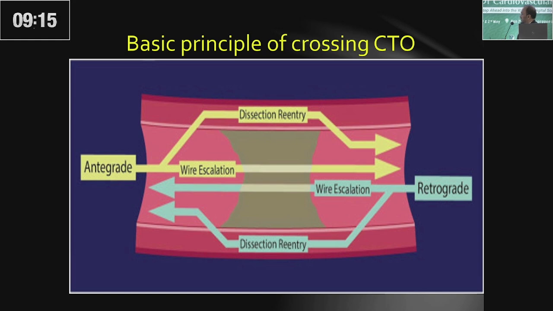or retrogradely, or you can go to subintima, then again come back to the true lumen after crossing the CTO body. And also retrogradely, you can go subintima and come to the proximal lumen. So the basic mechanism is very clear. You have to connect the proximal true lumen with the distal true lumen, either by wire escalation method or dissection and re-entry method. That's the basic. So if you understand this slide, all the mechanisms sum up into this slide.